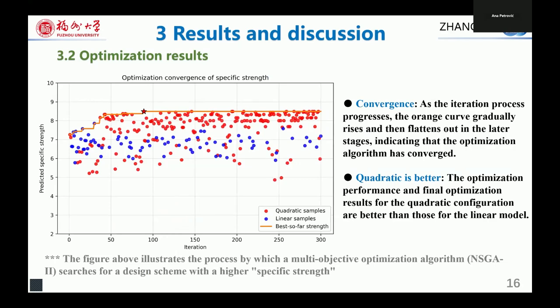And in this picture, we see the optimization process. First of all, as the iteration proceeds, the orange curve gradually rises, meaning the goal parameters go higher. And when we compare the red dots and the blue dots, we could see that the quadratic configuration is much better.